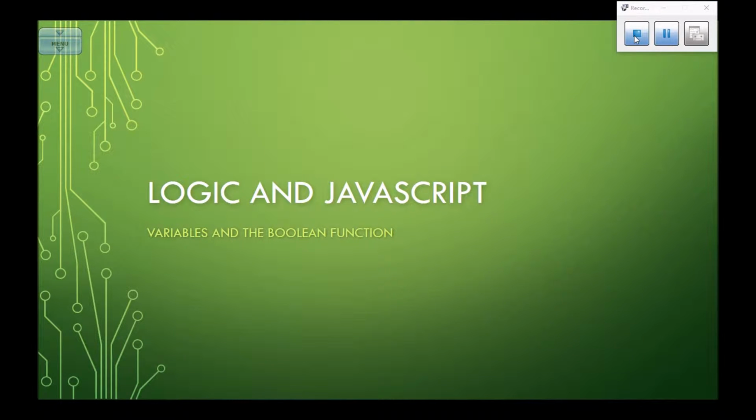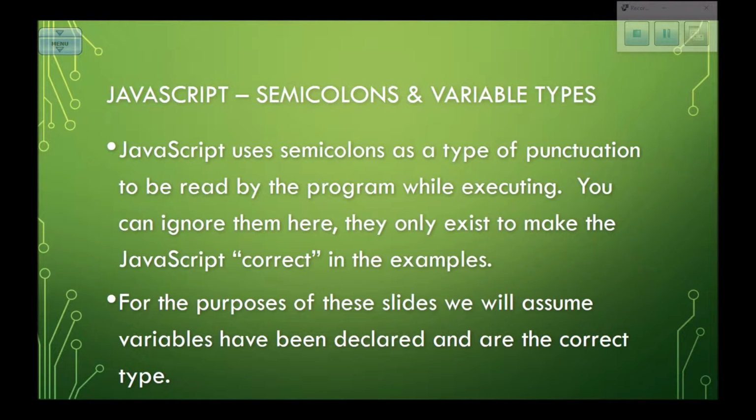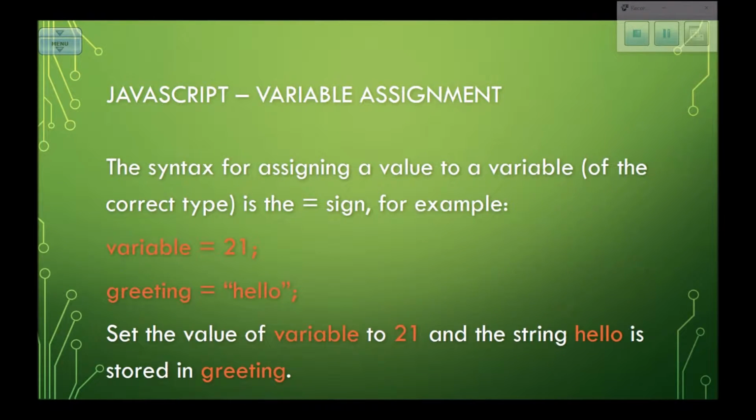In this next video, I want to introduce variables and what the Boolean function does, and start to look at a little bit of code. So, the syntax for giving a variable a value is to put the equal sign with the variable first. For example, variable equals 21 means that whenever I call variable again, if I haven't changed it, it'll give me the value 21. If I have greeting equals, in quotes, hello, then greeting is going to be a string. It's going to keep the value hello stored in it.